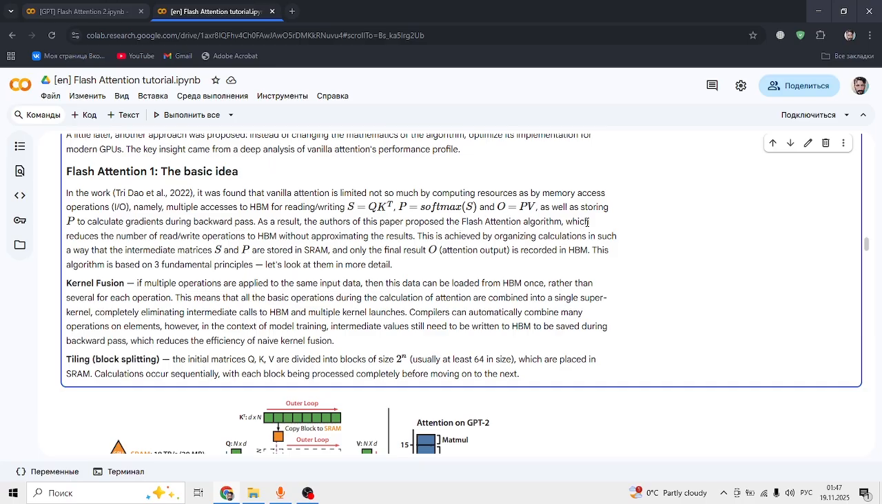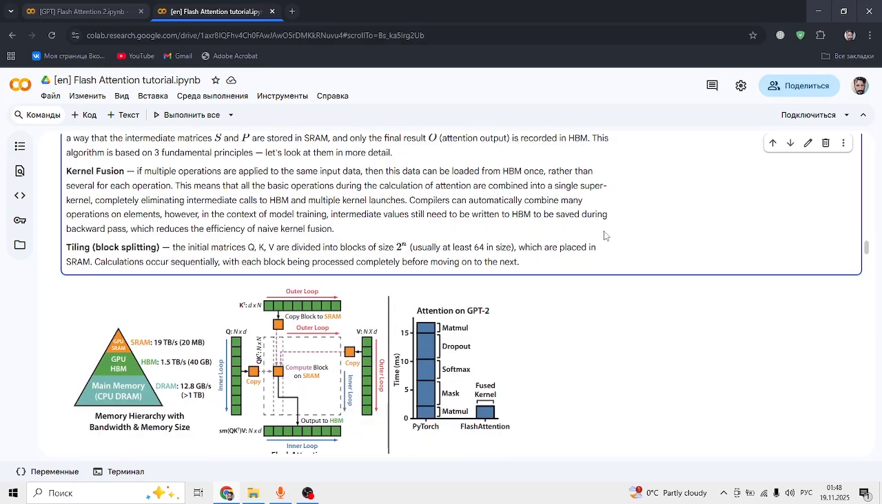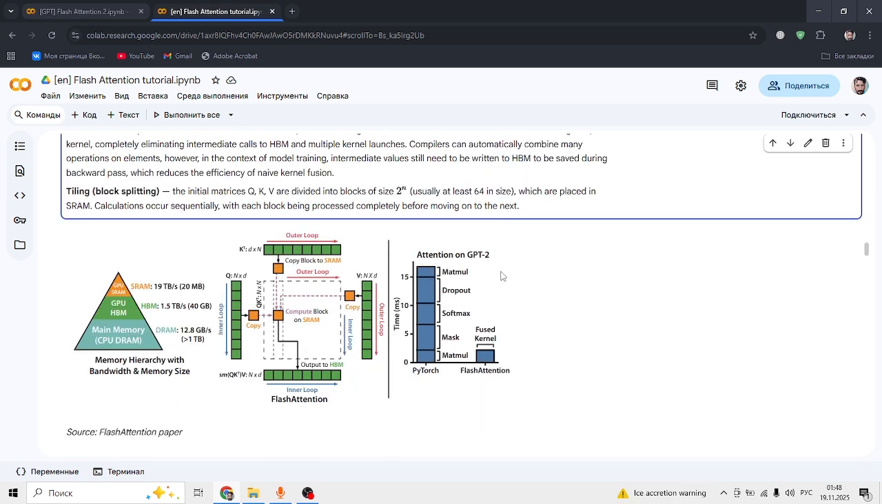And this algorithm contains three fundamental principles. Kernel fusion, we can see this work here. So instead of doing these operations separately, we can combine this in one superkernel. So that means that all the basic operations during the calculation will be combined in a single superkernel, as I said before, completely eliminating intermediate calls to HBM and multiple kernel launches. So this process is automatic.